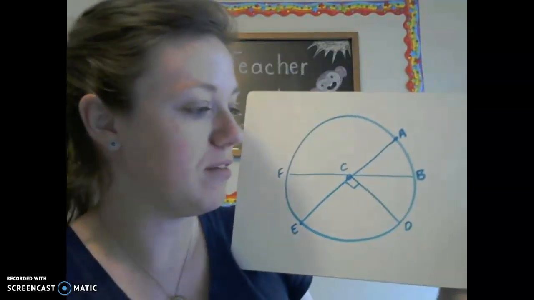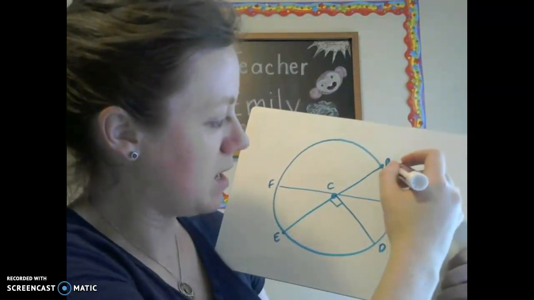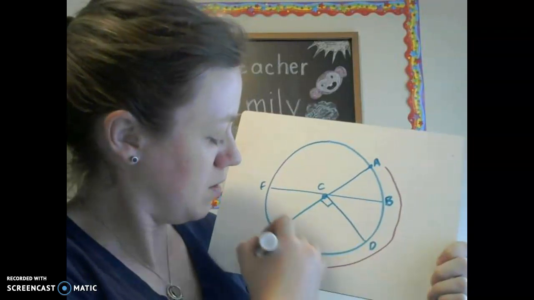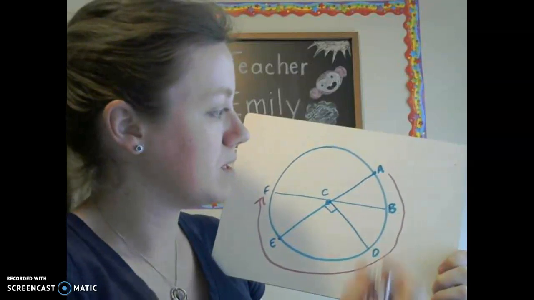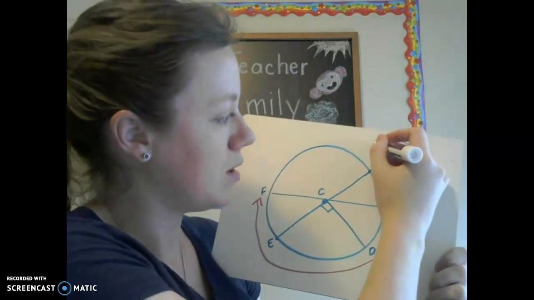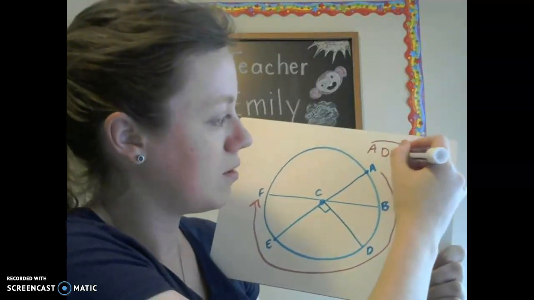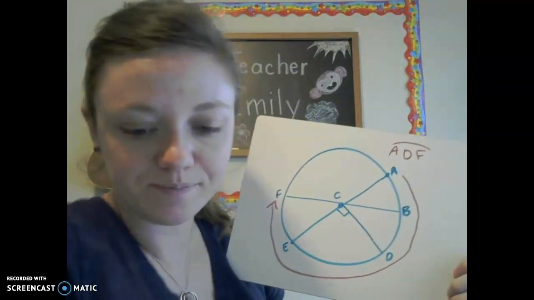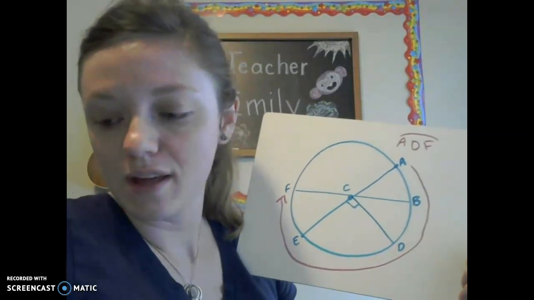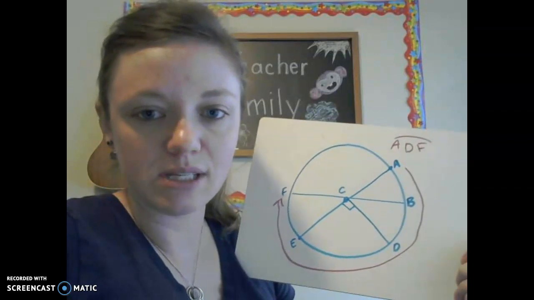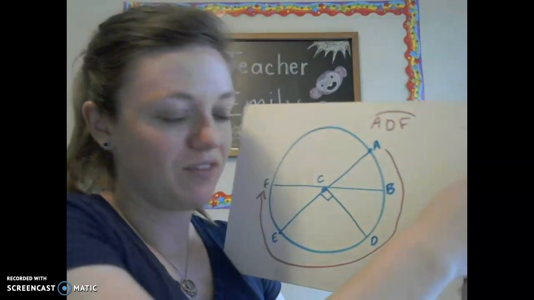So one example of a major arc would be from, let's see, A to F. That would be a major arc. So we could say arc ADF, we can just pick 3 points, is an example of a major arc. Now a minor arc is exactly what you would think it would be. It's less than a semicircle, so it can't be more than a semicircle. It has to be less.